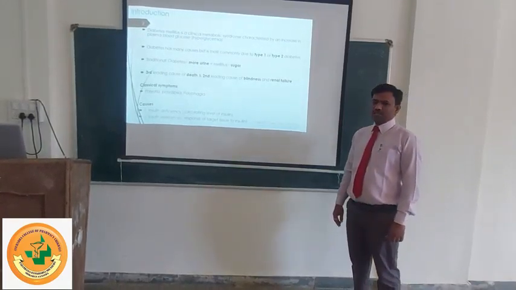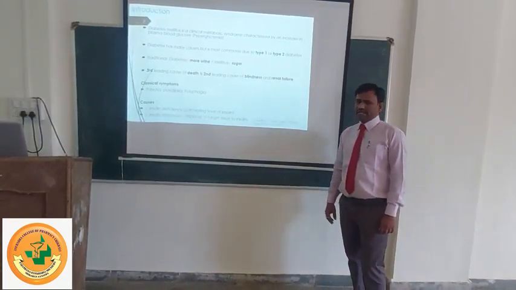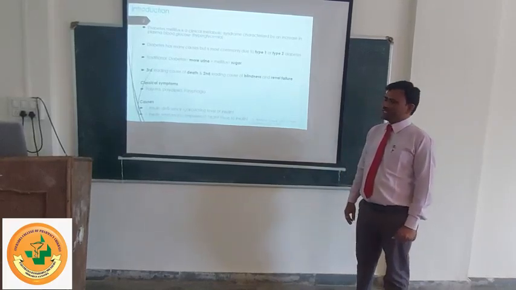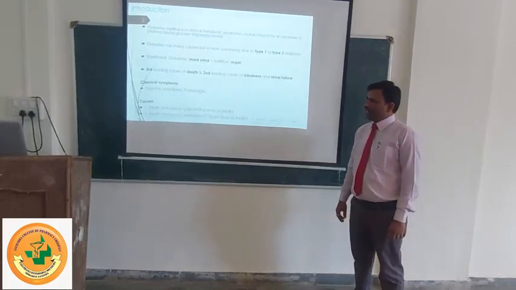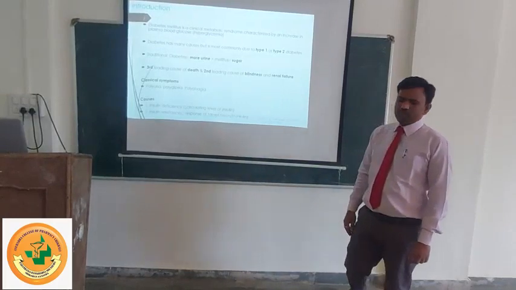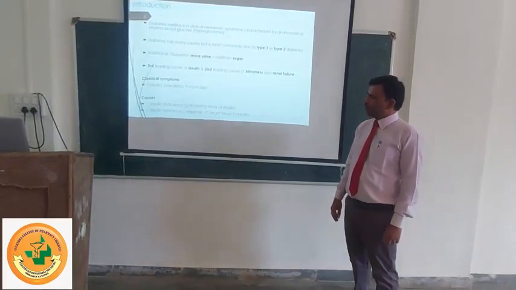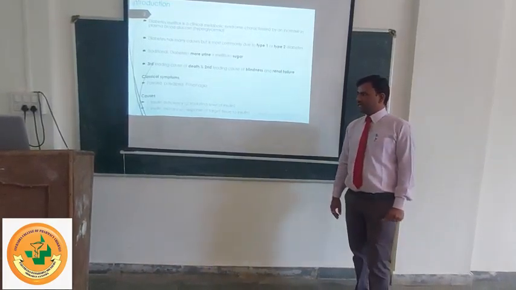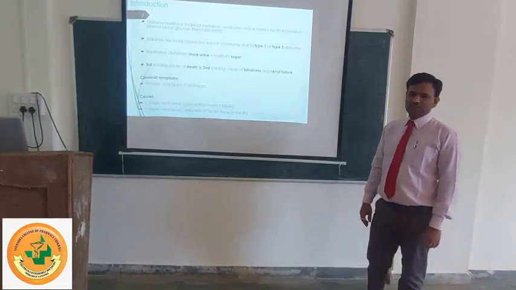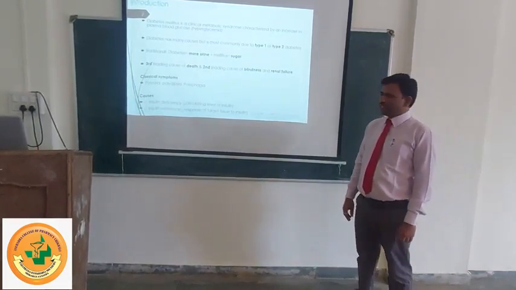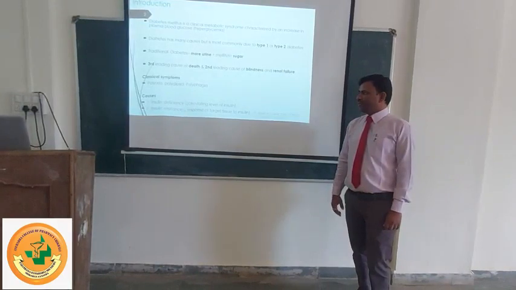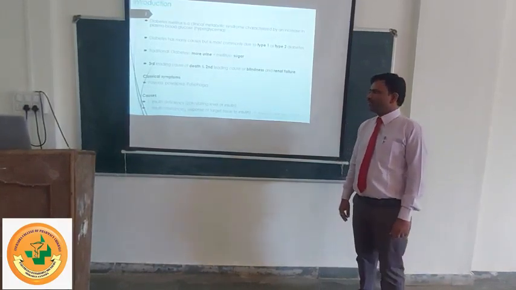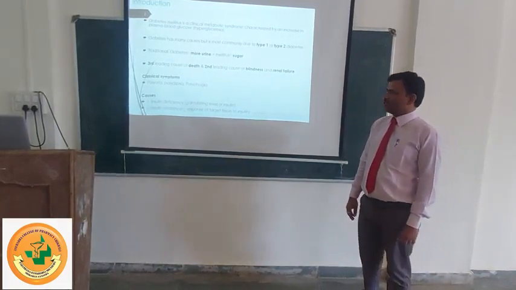It is the third leading cause of death and the second leading cause of blindness and renal failure in the world. There are other classical symptoms of diabetes mellitus like polyuria, polydipsia, polyphagia. Polyuria means excess urination. Polydipsia means excessive thirst. Polyphagia means excessive eating.